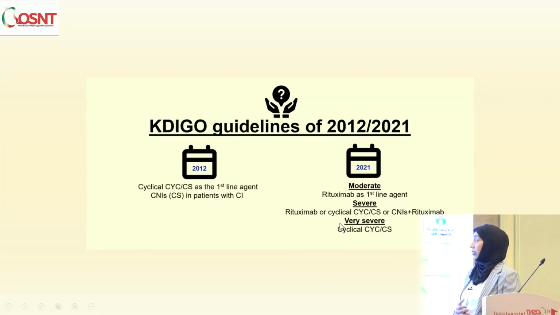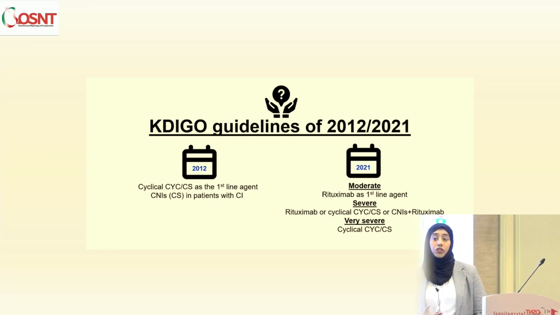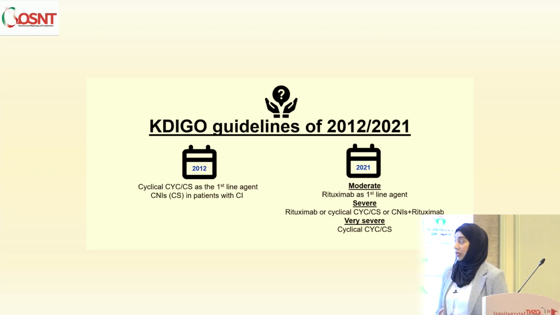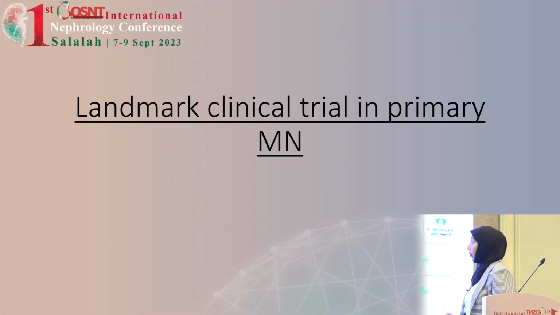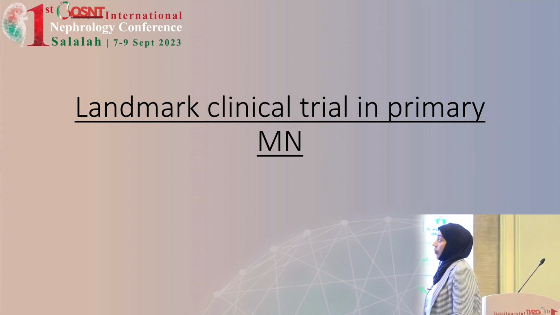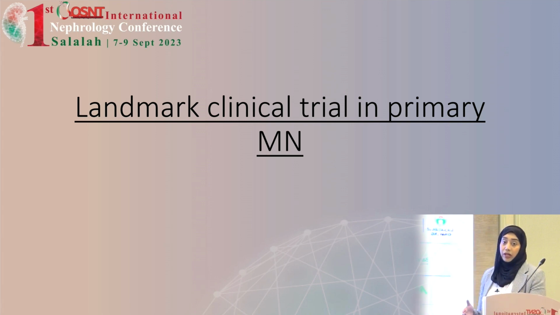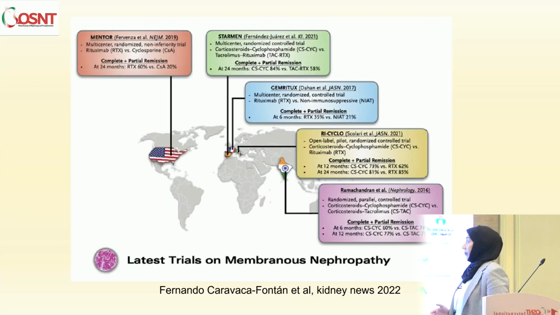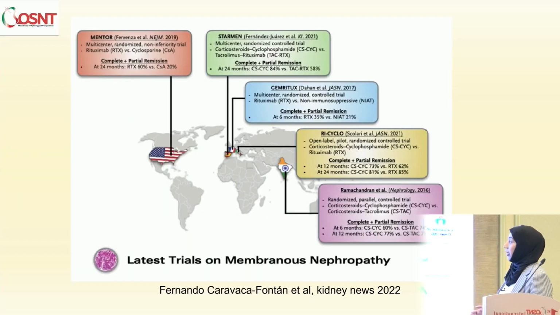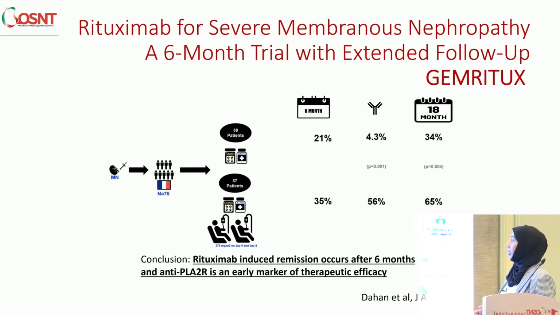Rituximab was actually mentioned in the first guideline, 2012. However, it was mentioned with no recommendation because there were no randomized controlled trials at that point. So since the discovery of anti-phospholipase antibodies and many other antigens, there have been so many trials, mainly testing the efficacy of rituximab. And here we show these studies over time.